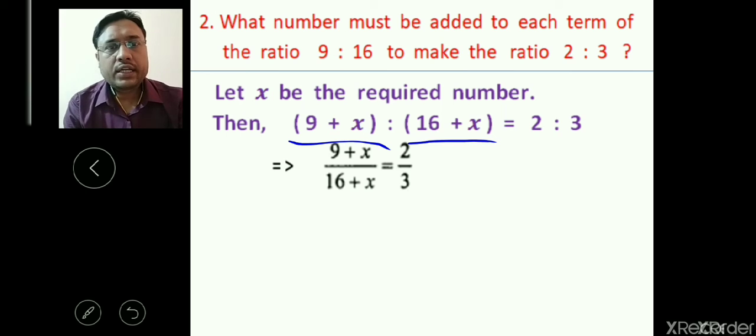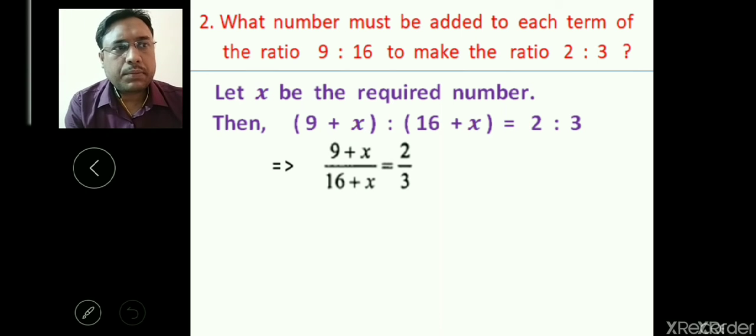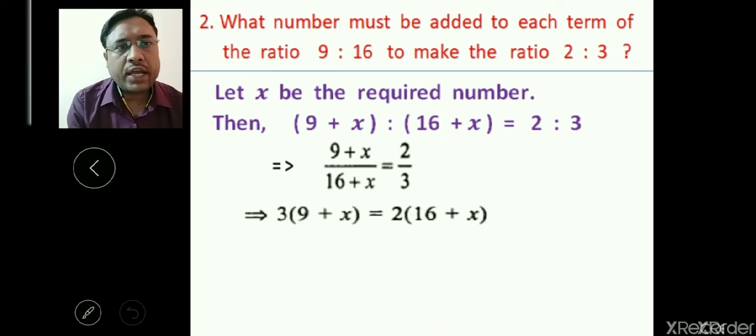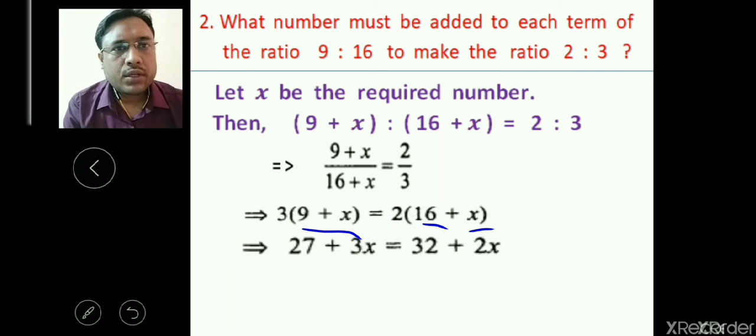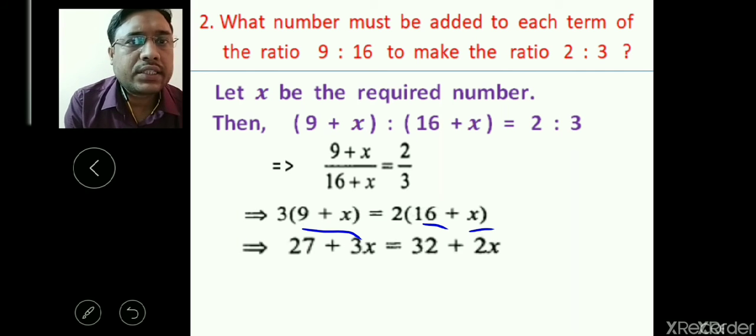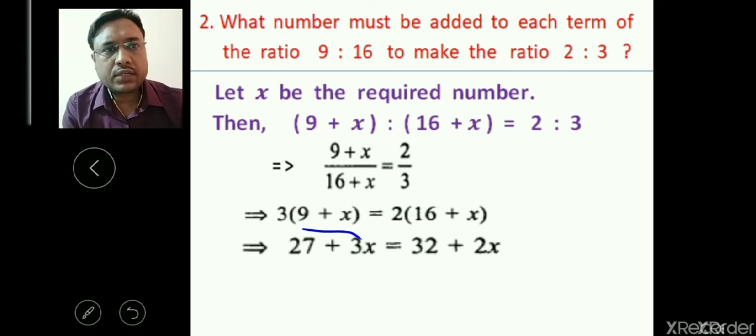So we can write 9 plus x by 16 plus x equals 2 by 3. Now we will do cross multiplication: 3 into 9 plus x equals 2 into 16 plus x. So simplify this equation now. This 3 will multiply to both the terms 9 and x. Similarly 2 will multiply to 16 and x also. So the result is 27 plus 3x equals 32 plus 2x. Now simplify this equation.